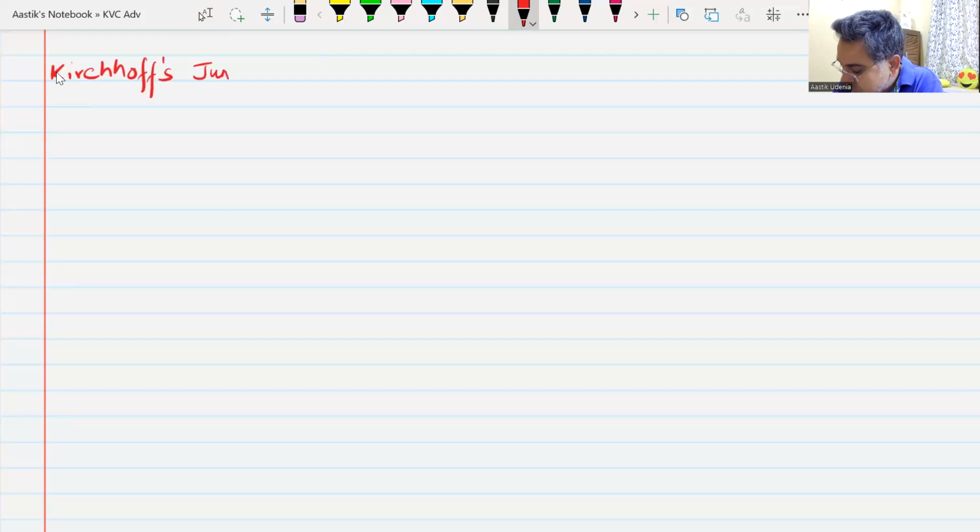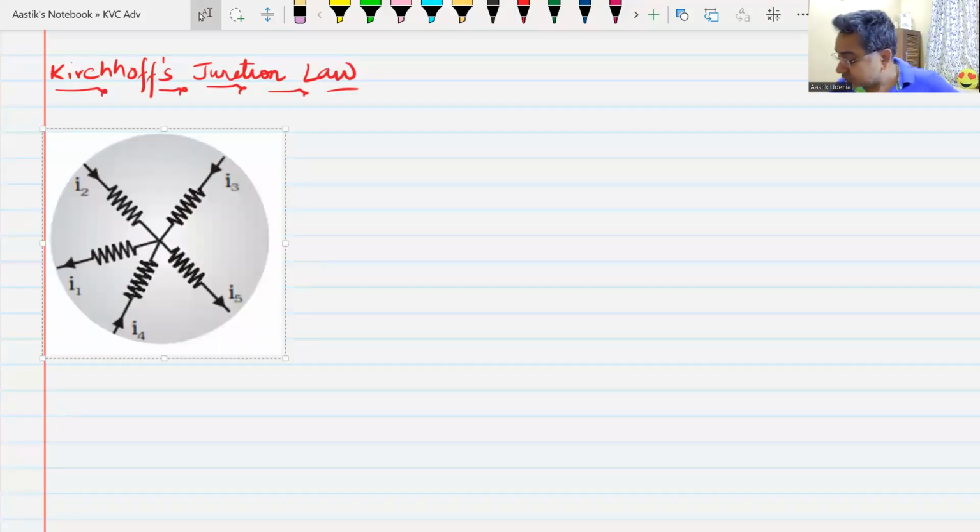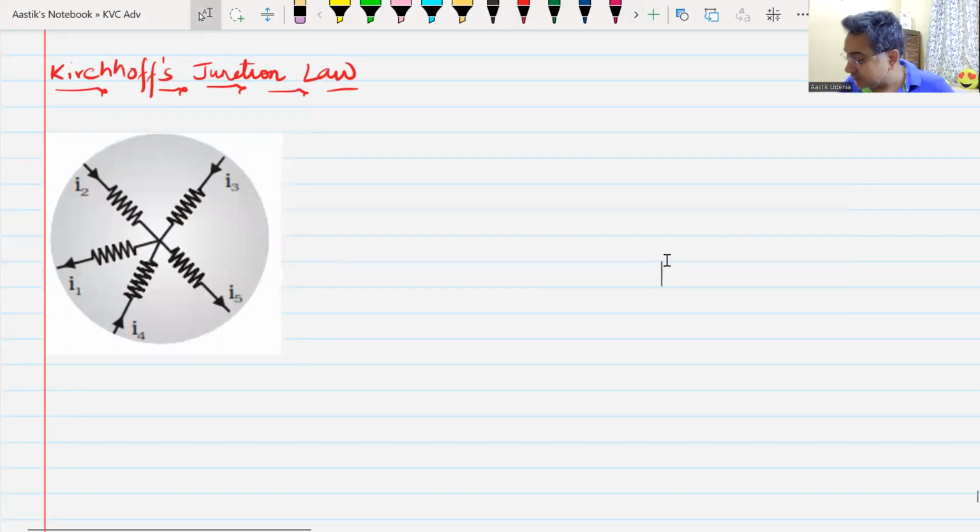Kirchhoff's junction law, or you can call it Kirchhoff's charge law. You can also call it Kirchhoff's current law. What is this Kirchhoff's junction law, charge law, current law? What is happening here? This is the junction that you are seeing here.